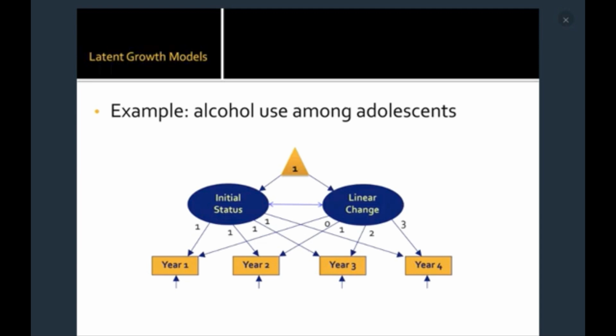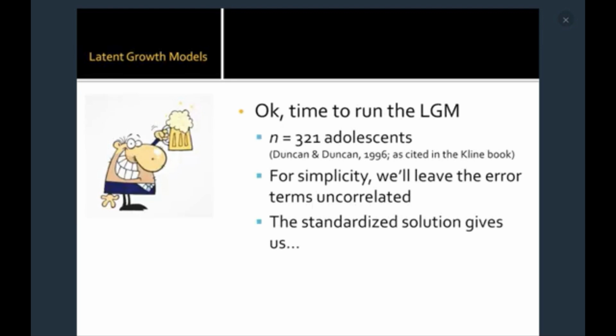I also have the correlation or covariance in there between initial status and linear change, presuming that if someone is at a higher level of alcohol use at year 1, then maybe they're going to change a little bit differently, maybe more quickly over time than someone who's at a lower status. I'm showing you the possibility of error correlations or covariances here as well, but I'm going to leave those out for simplicity. Like I mentioned, you could put those in, because there's some theory to suggest that time 1 is more similar to time 2 than it is to time 3, in its leftover variance. But we'll leave those out for now.